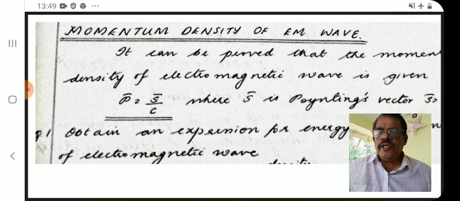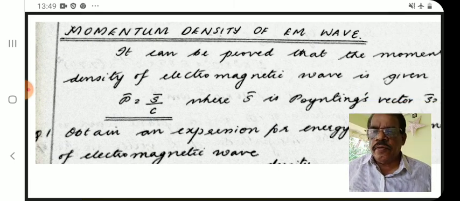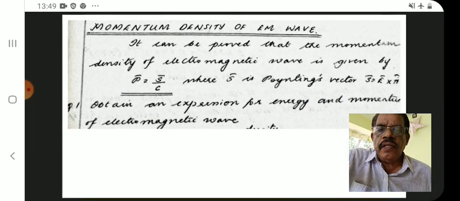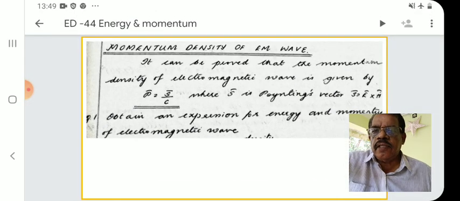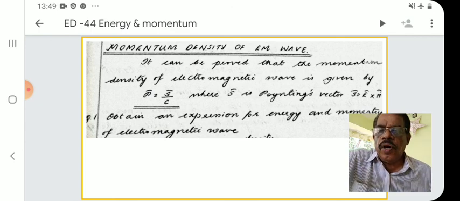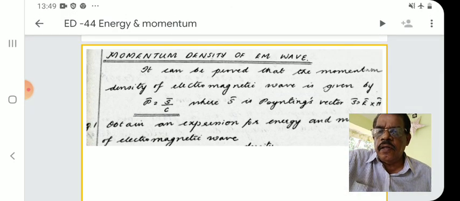Next is momentum density of electromagnetic wave. So energy density we have seen, and next is momentum density of EM wave.